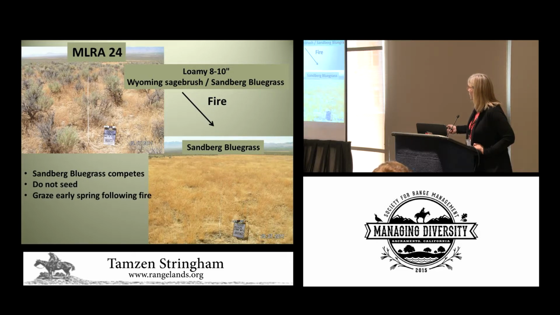This is MLRA 24. This is a Wyoming sagebrush, Sandberg's bluegrass. We modeled this as state 3. So it's a shrub state with a Sandberg's bluegrass understory. There is a lot of this in MLRA 24, where you don't have a Thurber's needlegrass understory. You have a Wyoming sage in place. This is an extreme example, but you have Wyoming sagebrush in place with Sandberg's as the dominant grass in the understory. When that system burns, you do not get cheatgrass necessarily.